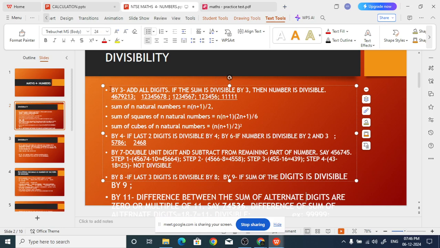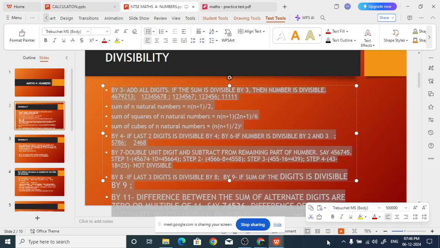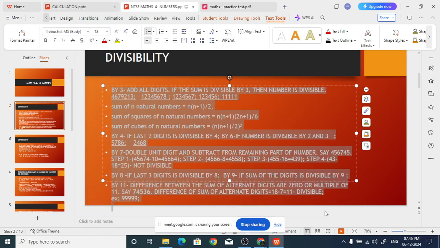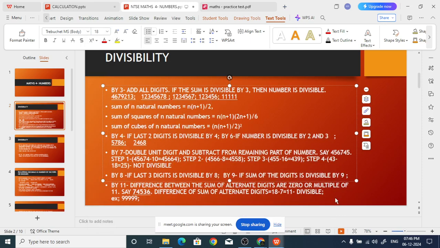What is that by 11? What are they saying? Let's see. Whether a number is divisible by 11 or not: the difference between the sums of the alternate digits is 0 or a multiple of 11.